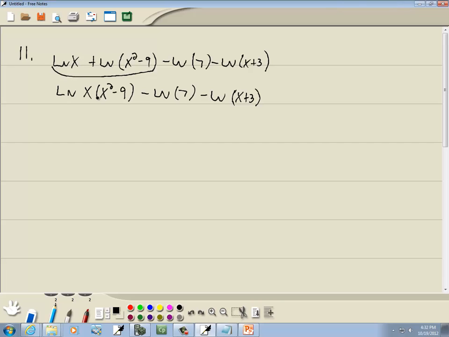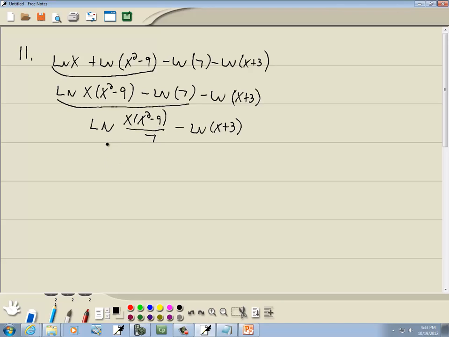Anyway, addition becomes multiplication. So x times x squared minus 9. Okay, let's do the next one. Here we got log of something minus log of something. Well, that becomes division. So we got natural log of x times x squared minus 9 over 7 minus natural log of x plus 3. Now let's think about how we did this division. We put the x times x squared minus 9 up on top, and we put the 7 down below. So what followed the minus went down in our denominator.